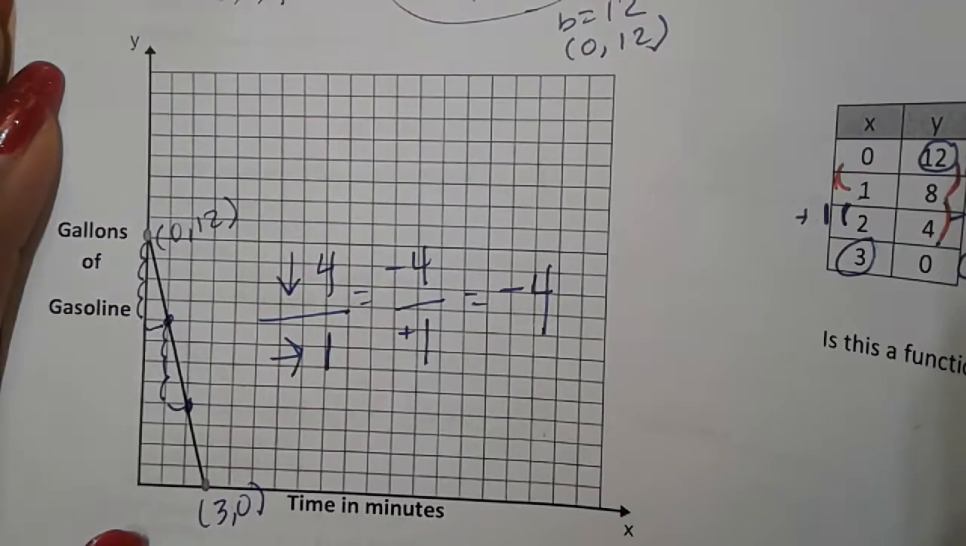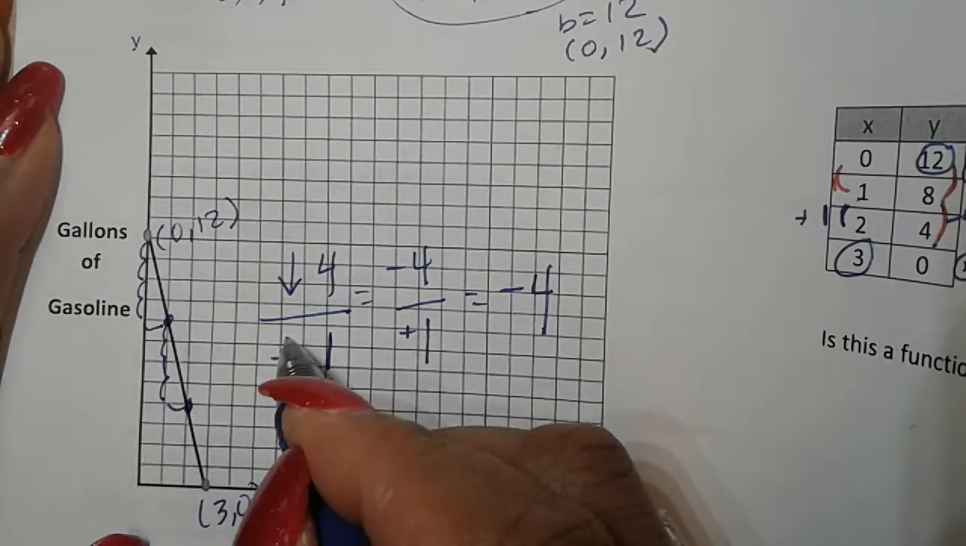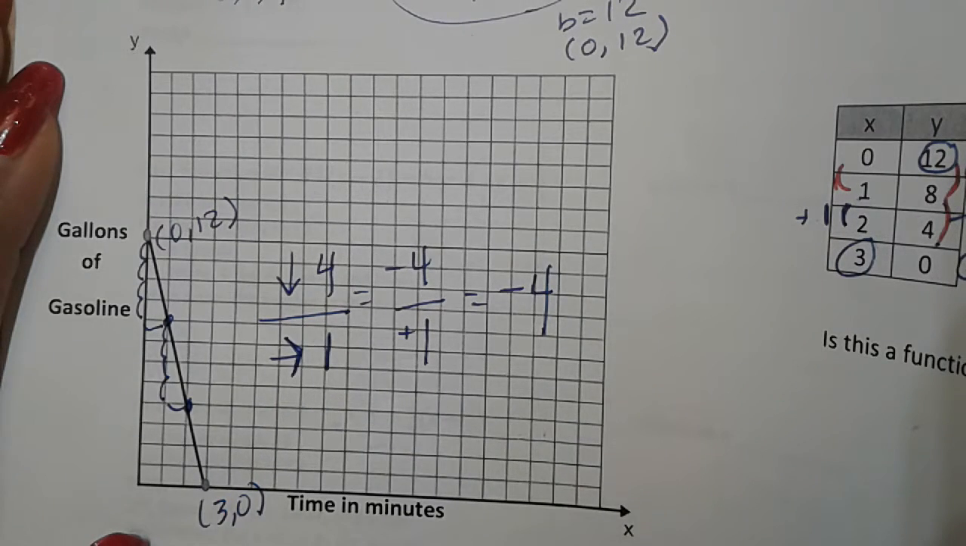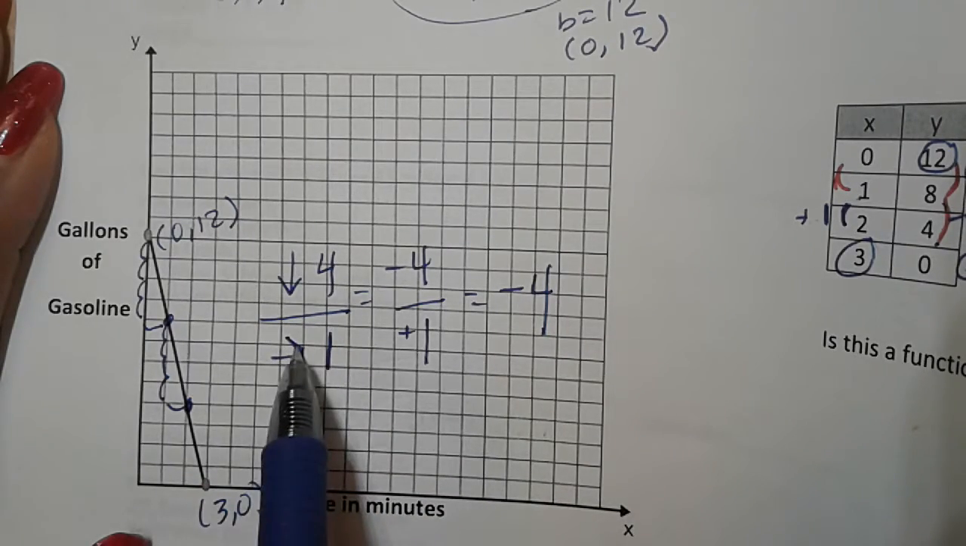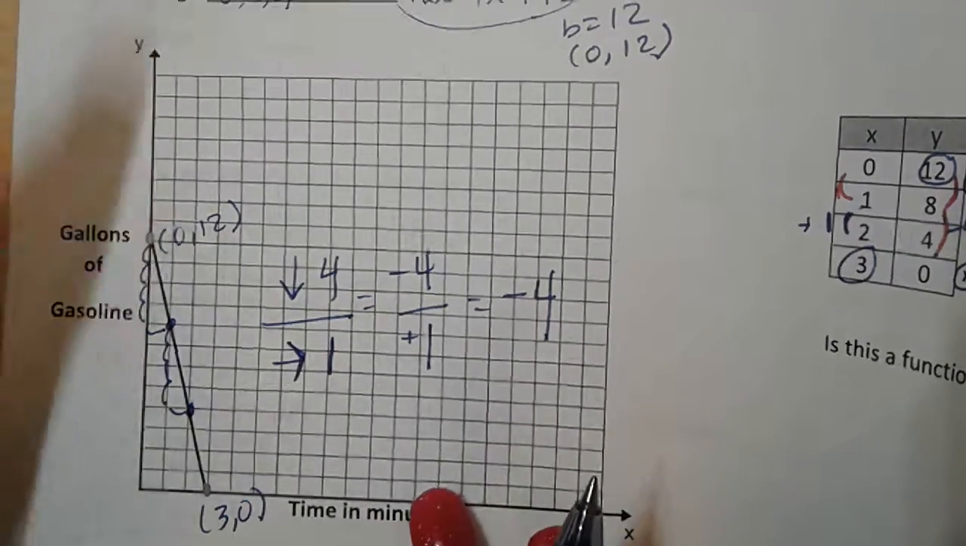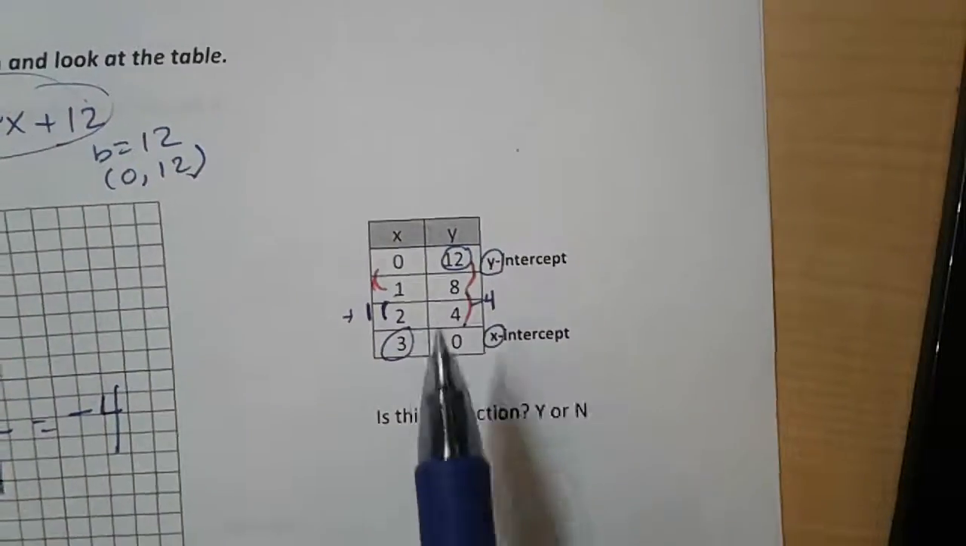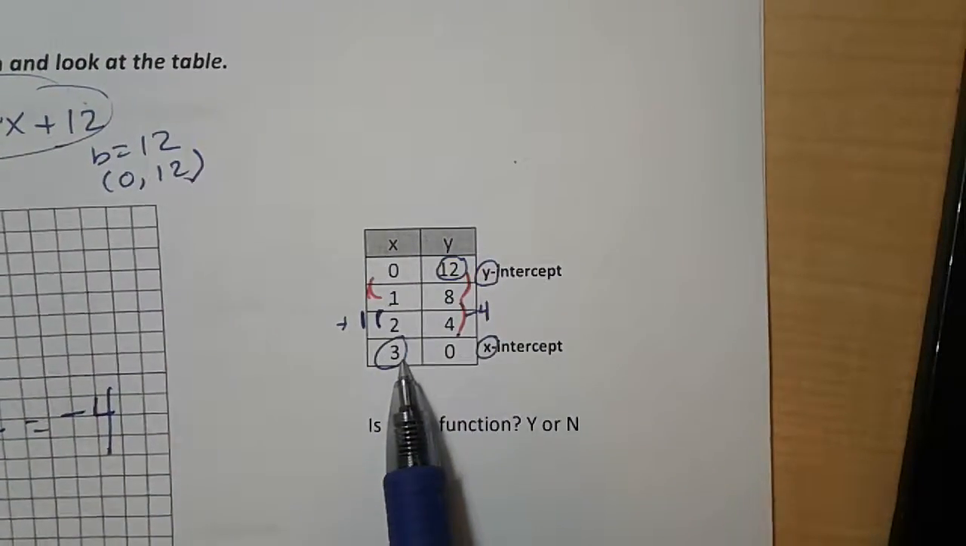So down and right, down and right, not down and left, because that's what y'all do. Don't go down and left, go down and right. Is it a function? Yes, it is. The x value is what? Do not repeat.